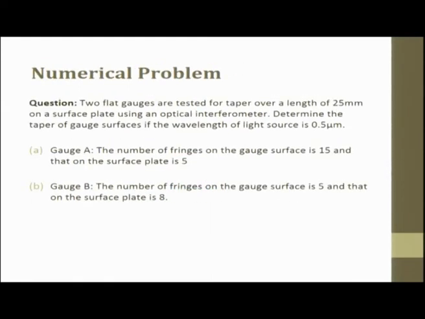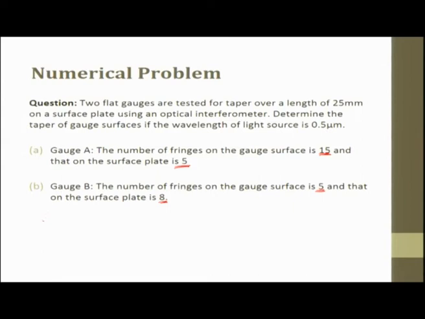So, let us try to solve another problem. Two optical flats are tested for taper over a length of 25 millimeter on a flat plate using an optical interferometer. Determine the taper of the gauge surface if the wavelength of the light source is 0.5. Gauge A: the number of fringes on the gauge surface is 15 and that on the surface plate is 5. Gauge B: the number of fringes on the gauge surface is 5 and that on the surface plate is 8.